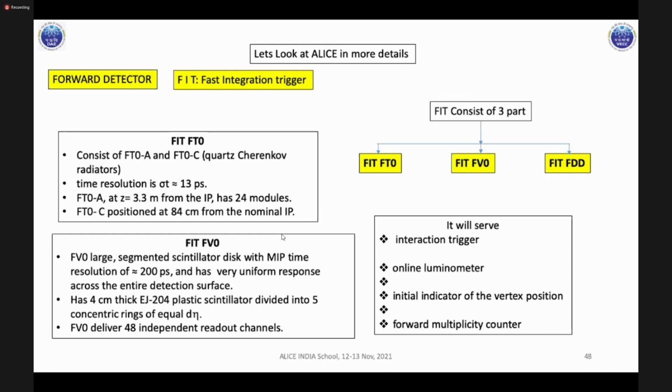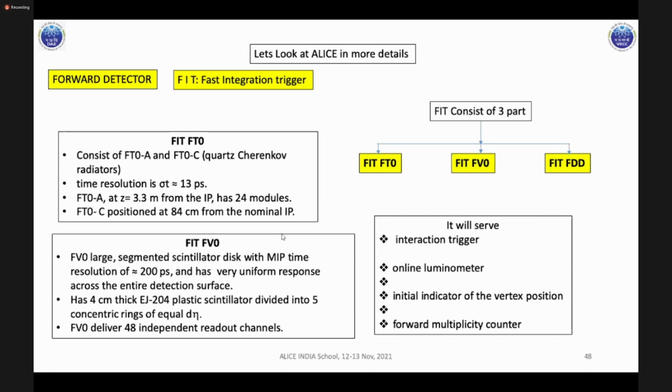And it has 3 parts. FT0, FV0, and FDD. What is the FT0? It has 2 parts, based on quartz Cherenkov radiators. The time resolution is very good, 13 picoseconds, which is the necessary condition to be a trigger detector. FT0A is at 3.3 meter away from the interaction point, and it has 24 modules. And if you look at the FT0C, it is positioned 84 centimeter away from the interaction point.